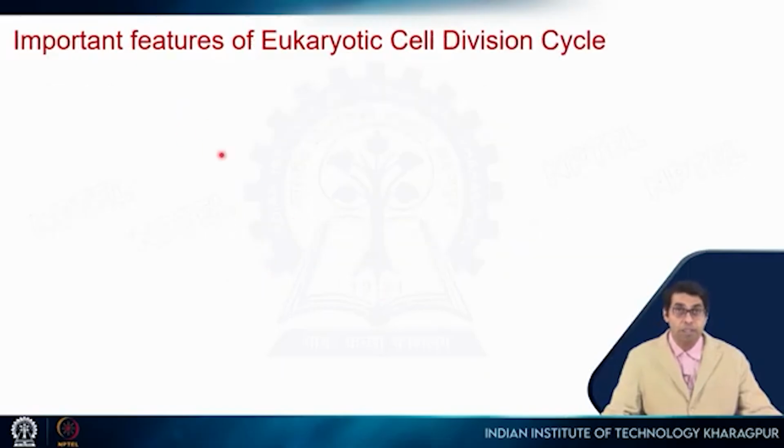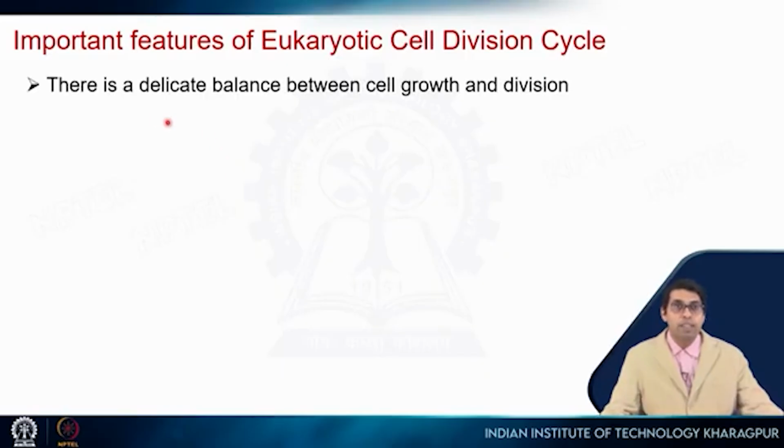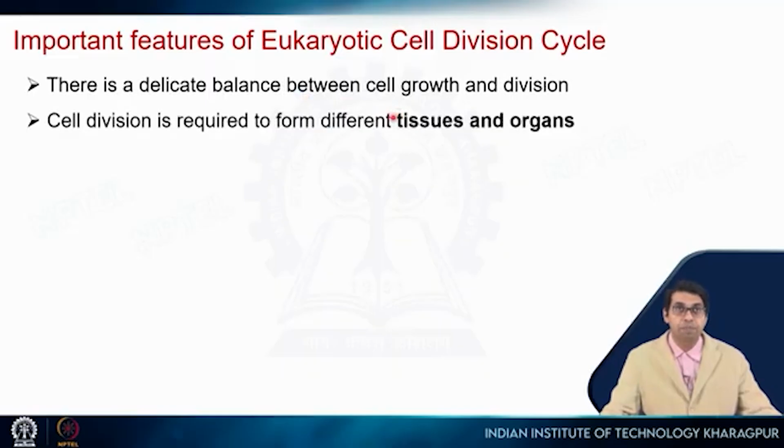So, what are the important features of the eukaryotic cell division cycle? Here I am going to discuss the eukaryotic cell division cycle because eukaryotic cells are much more complex and they undergo a lot of checks and balances, right. The first important feature is that there is a delicate balance between cell growth and division. If a cell continuously divides, then it will become smaller and smaller, right. If it becomes too small, then it will not be able to perform its task. So, after division, the 2 smaller cells will have to grow to a certain size before they can divide. So, there is this delicate balance between cell growth and division.